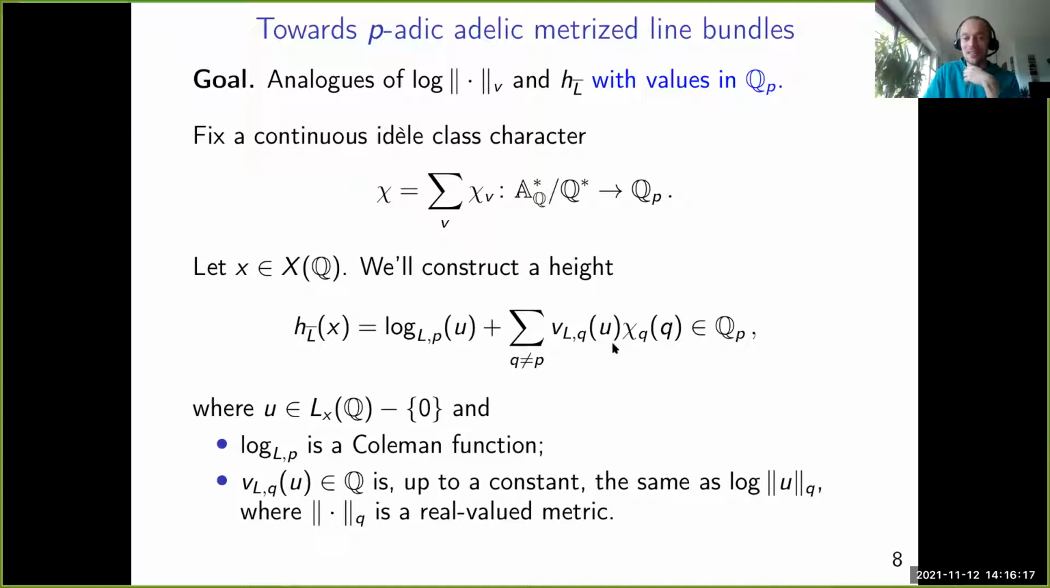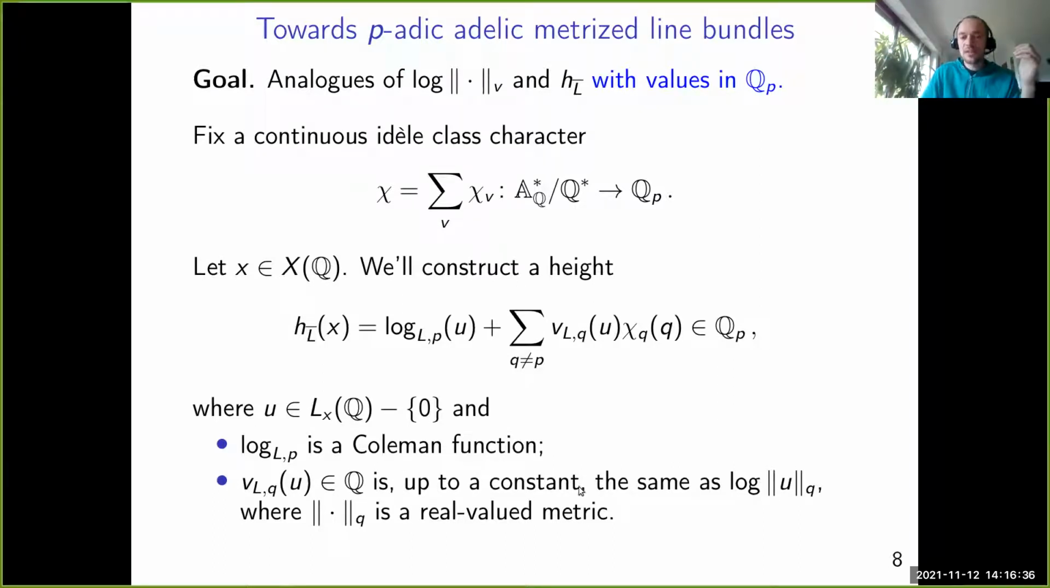So then this rational number times chi Q of Q, which is a sort of weighing factor so that you get an analog of the product formula, and so you get something well defined on X that doesn't depend on U. Yeah, so this VLQ of U is a rational number that pops out of the classical theory already.